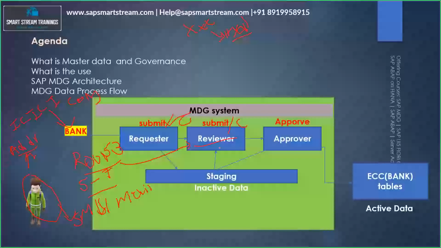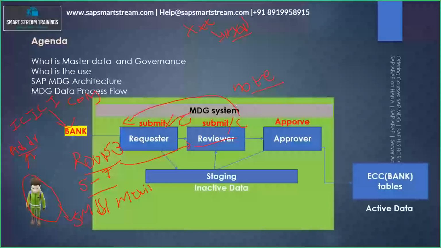If anything is missing, any documentation is missing, then immediately what does he have to do? He has to click the cancel button. Once he clicks the cancel button, it is sent back to the requester. Before cancelling, he has to mention a note. The note says this particular customer doesn't maintain proper documentation, or this particular document is missing. That kind of note he mentions, and then he cancels.